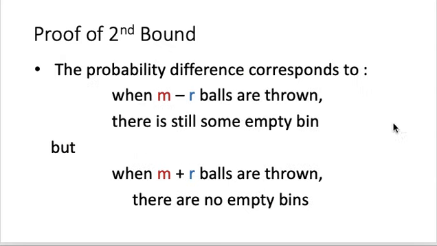So this probability difference is another way of saying that the difference itself is equal to the event that when n minus r balls are thrown, there are still some empty bins, but then when n plus r balls are thrown, there will be no empty bins. So that's why we have this probability minus the probability of having no empty bins when n minus r balls are thrown. Minus that one means that the difference comes from the case where, after n minus r balls are thrown, we still have some empty bin.